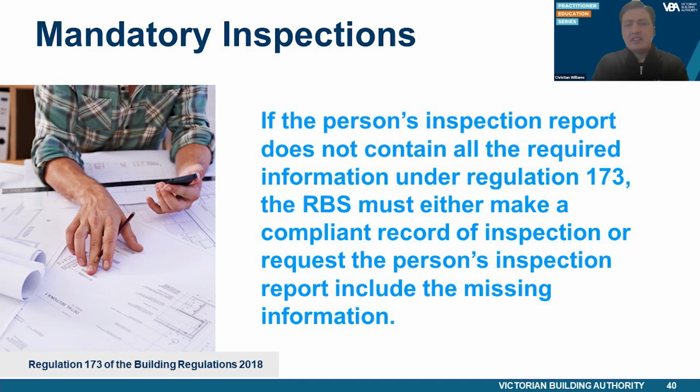Pursuant to Section 35A of the Act, the RBS must ensure a record of inspection containing the prescribed information specified in Regulation 173 is made for all inspections carried out under Section 34 or 35 of the Act. It's common practice, where the RBS engages a person to inspect on their behalf, that they use the person's inspection report or Regulation 126 Certificate of Compliance for building work as a record of inspection. This practice is permissible under the Act. However, the RBS must still ensure that a record contains the prescribed information.